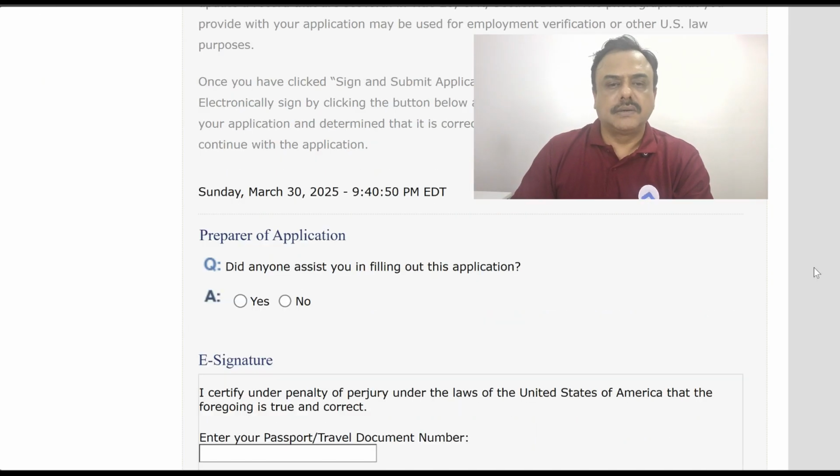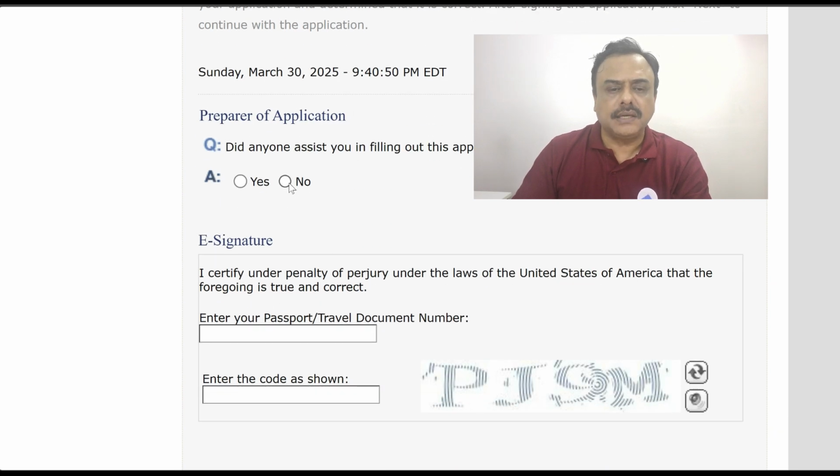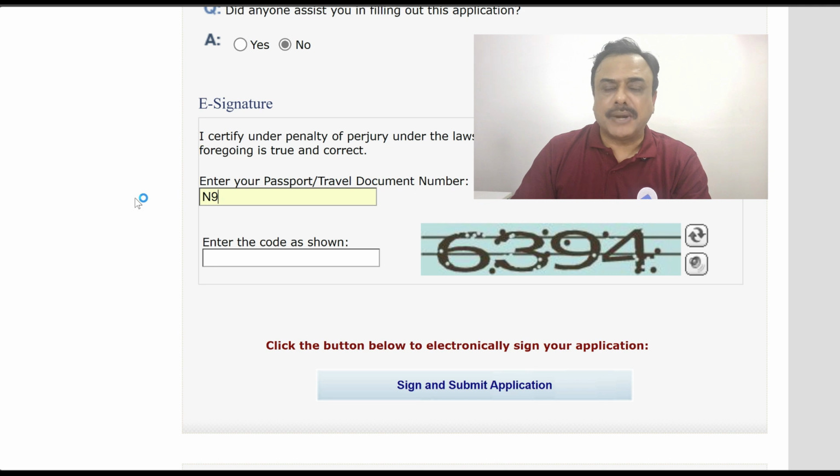The last few questions here, did anyone assist you in filling this application form? Go ahead and mark no, even if you did get assistance from someone. And then you are going to be putting in your passport number, which is going to be taken as a final step equivalent to your signature.